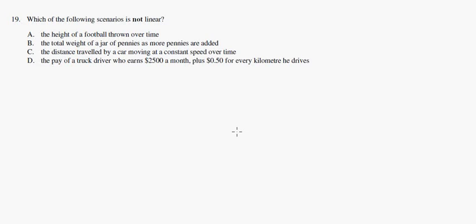Alright, question 19 for Practice Provincial B. Assess which of the following scenarios is not linear. This question is kind of a little unfair in my opinion because it requires a little bit of knowledge of physics. Now, if you've already taken Science 10, there was a component of physics in Science 10 that dealt with accelerations and falling objects, and maybe even if your teacher showed it to you for projectile motion.